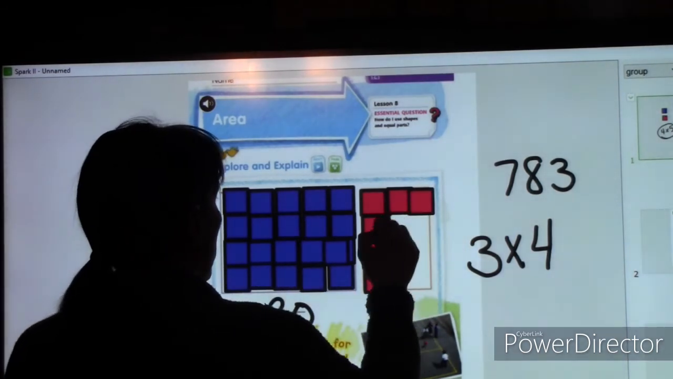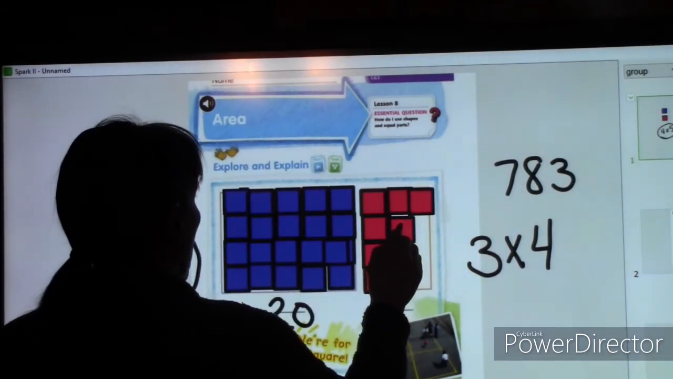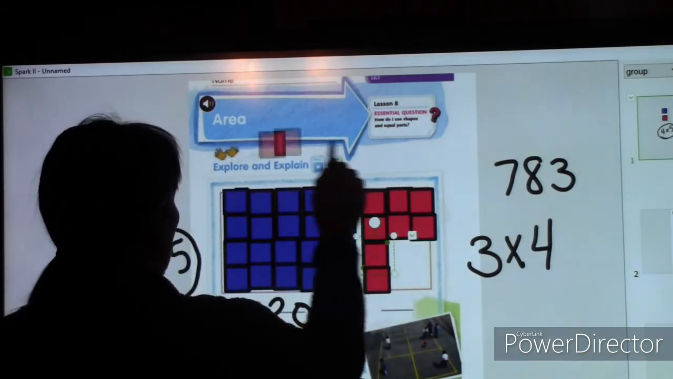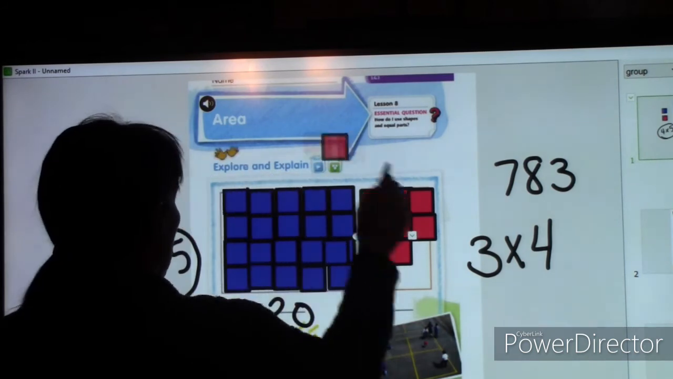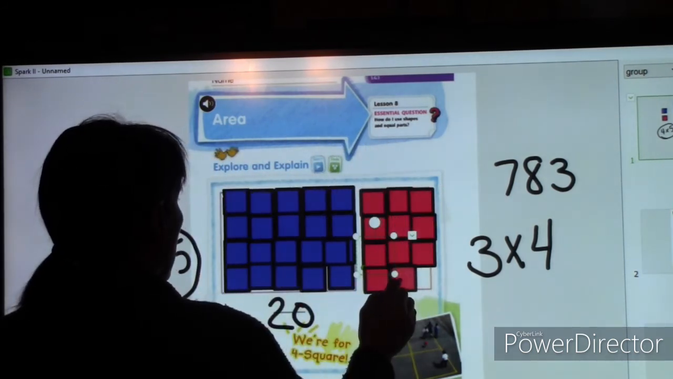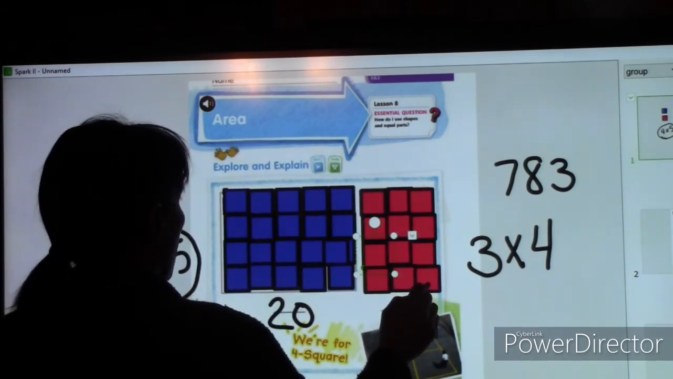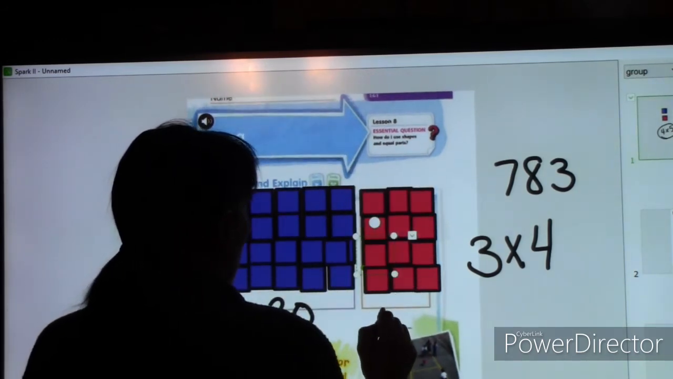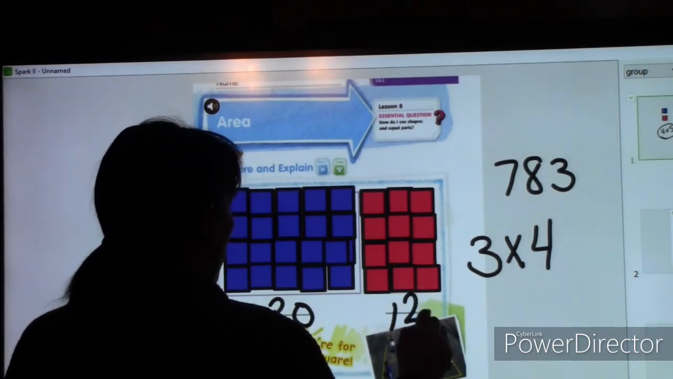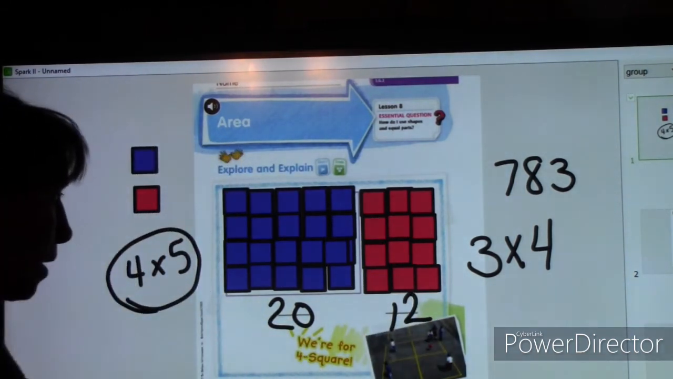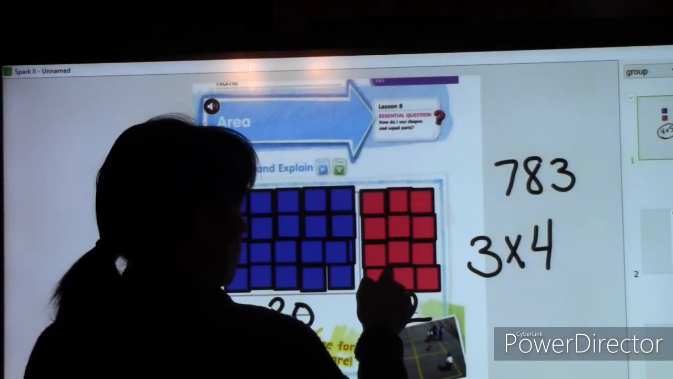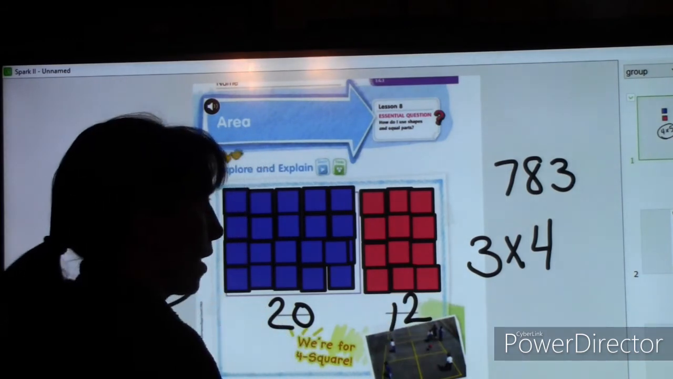So 1, 2, 3, 4, 5, 6, 7, 8, 9, 10, 11, 12. So that rectangle is 12 squares, or 3 columns times 4 rows equals 12 squares.